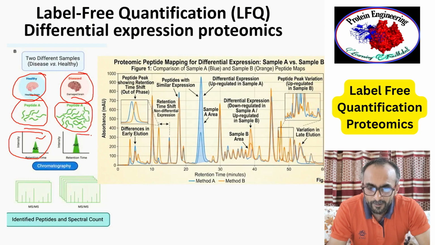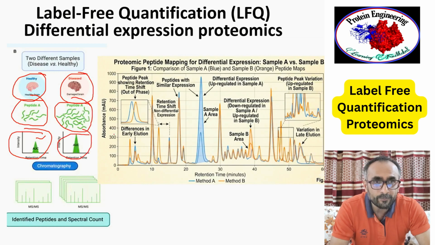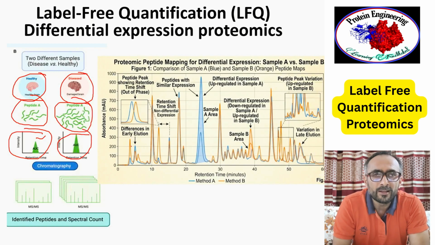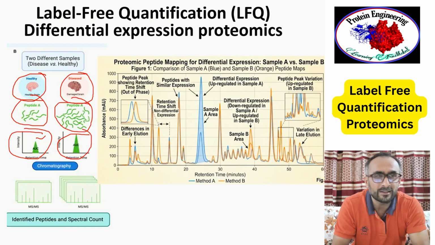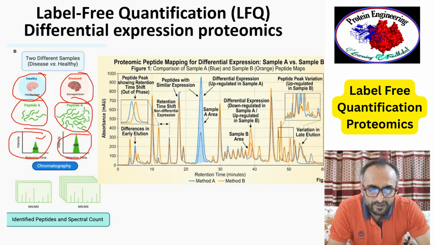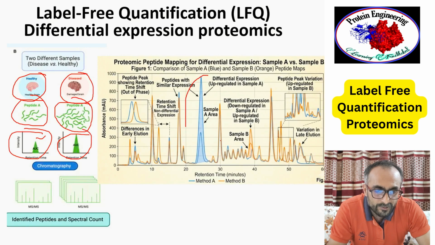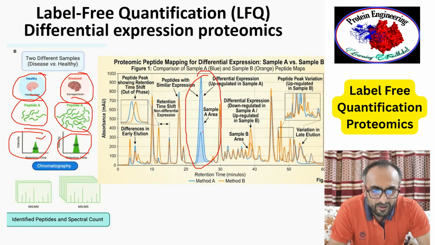The chromatograms from sample A and sample B can be superimposed, and after superimposition you will see the peptides which are present in high or low concentration in either sample. For example, here is one chromatogram superimposed onto this peak. Sample B is in orange color, A in blue color. You see here the blue peak is larger than the orange. Orange is smaller here.